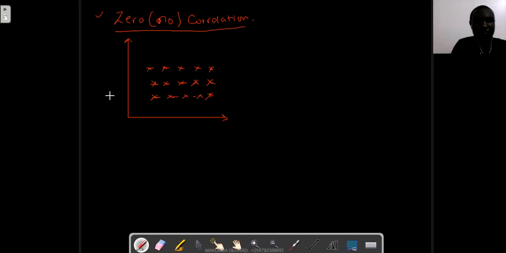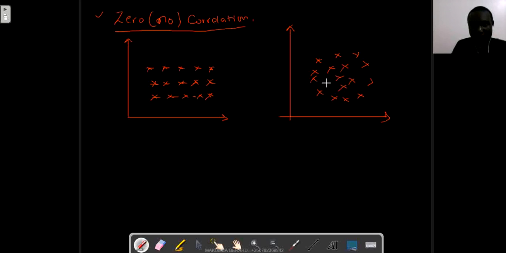Then there is another type: zero or no correlation. If we plot our scatter diagram and we end up with a circular shape or a rectangular shape, just know that this type of correlation is a zero correlation. If we plot such that the points form something like a circle, then the relation between the two variables, let's say x and y, shows no correlation for this case.